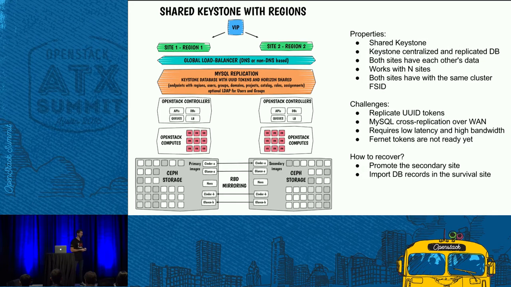So moving on now to our third and last design, which is called the shared keystone with regions, and it's really an enhanced version of the second one, because here we are trying to make everyone's life easier by basically extracting the keystone database from all the controllers and putting that database on dedicated servers. Then we will have a replication happening across both sites.